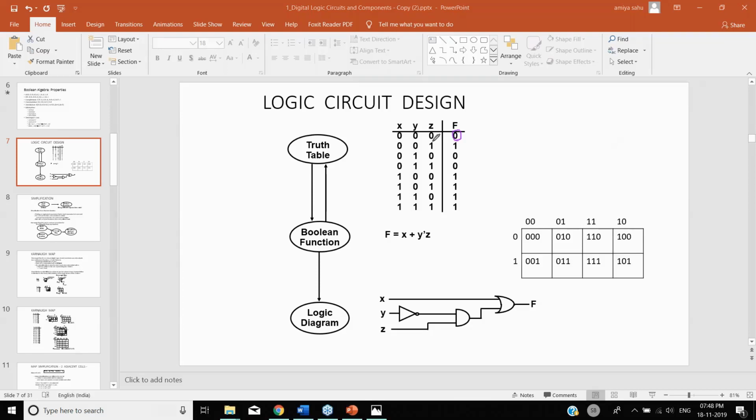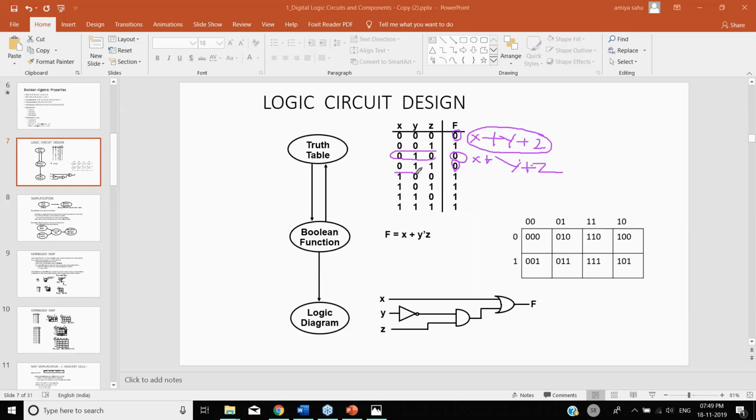This 0 element can be designated as x plus y plus z. This is one sum element. This 0 is another sum element. How? X plus y bar plus z. Again, this 0 is another element.